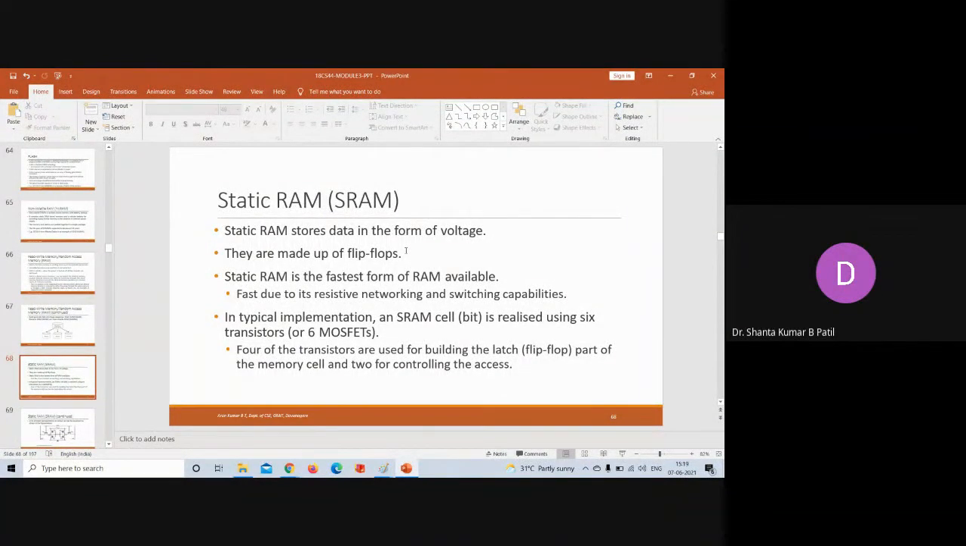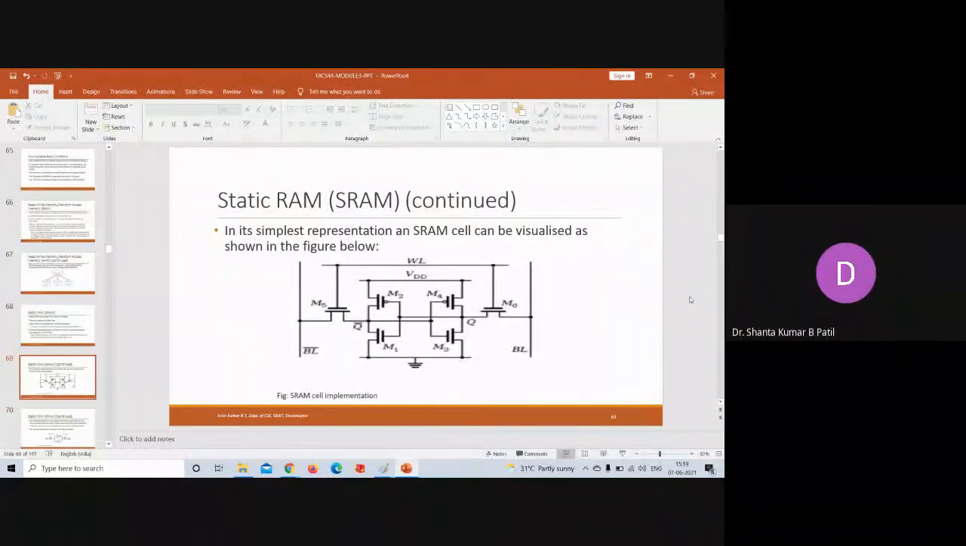With respect to time, when the time varies from 0 to 2 or 3 seconds, when time is 0 seconds, data is available. After 2 to 3 seconds, the data ceases. Why is the data removed even though the power is there? We'll see in the cell construction of this static RAM as well as dynamic RAM.